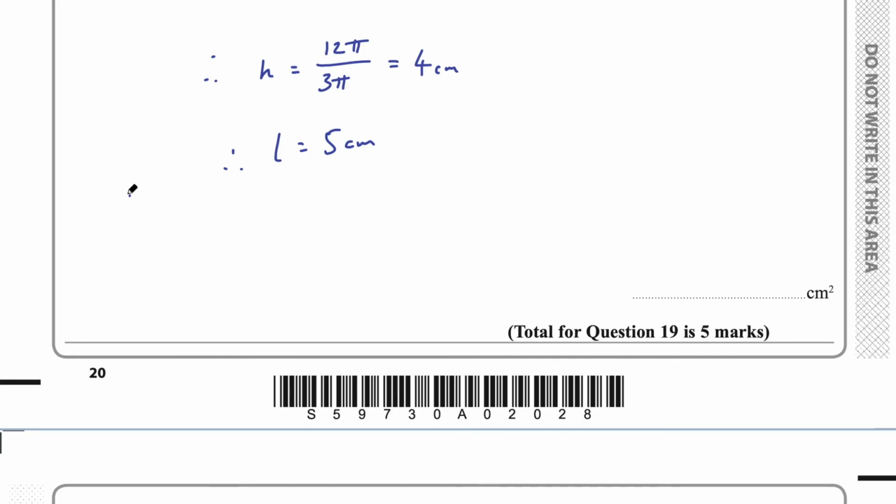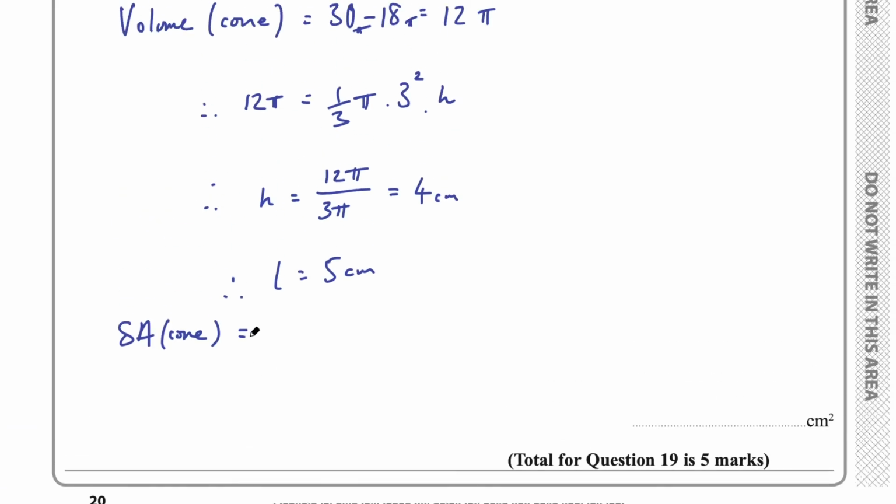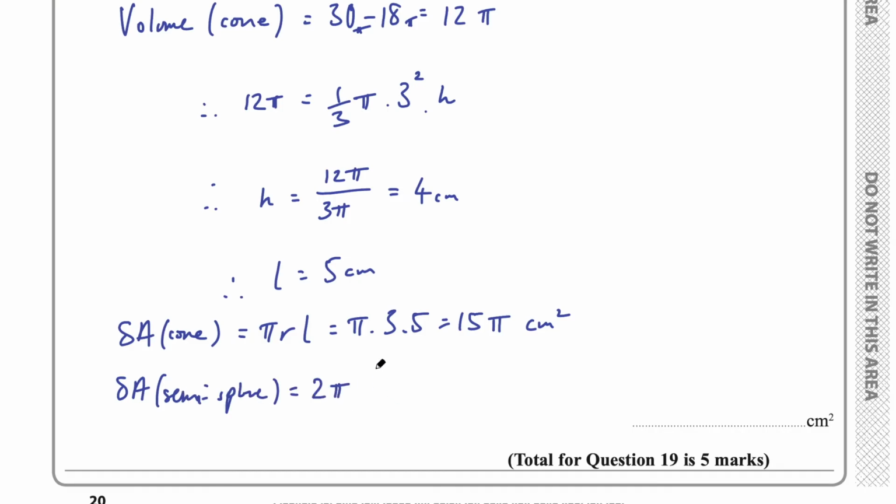Okay, so the surface area of the cone equals pi RL, which is pi times 3 times 5, which is 15 pi centimeters squared. The surface area of the semisphere is 2 pi r squared. Remember, we just took 4 pi r squared and divided by 2. Substituting the radius into that, so that'll be 2 pi times 9, which is 18 pi centimeters squared. 18 plus 15, that will be 33 pi centimeters squared.